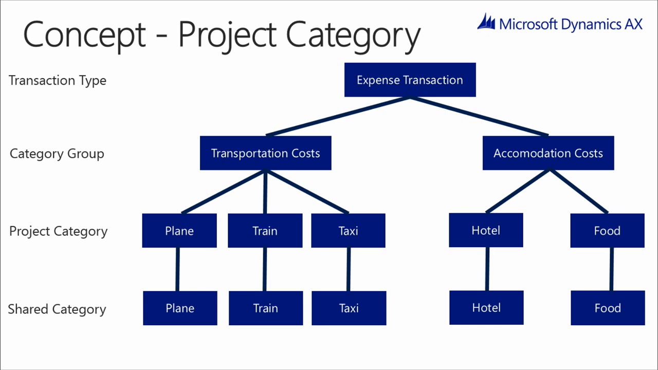So let's return back to our concepts here. At the top level, we have transaction types. This was either hours, items, or expenses in the examples we've been looking at. Beneath that, we saw that there are category groups. So these logically group our categories together.